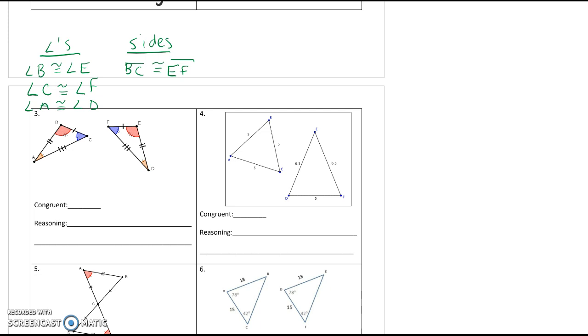The second side, let's do AB. So segment AB is congruent to, let's take a look. It's the side with 2 tick marks. So over here, DE is the side with 2 tick marks. But we start off with A, so we have to start off with D in this case. So DE. And then our last side is the one with 3 tick marks, AC. Segment AC is congruent to segment DF.